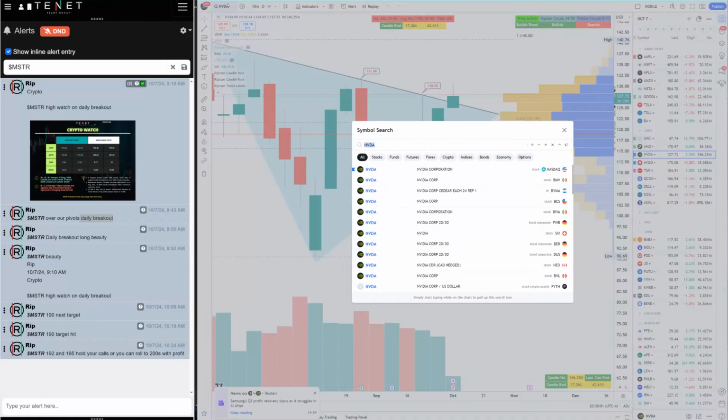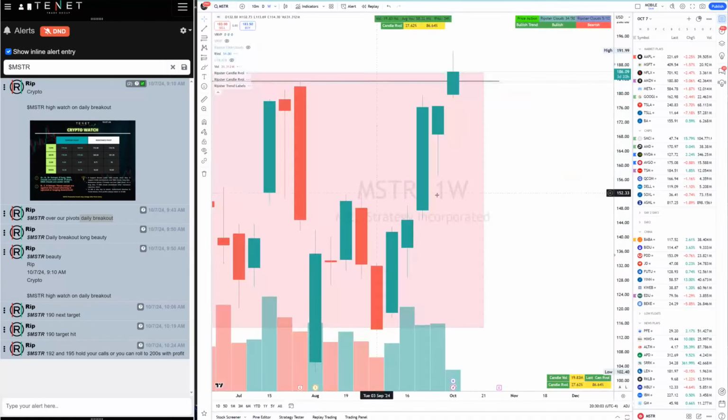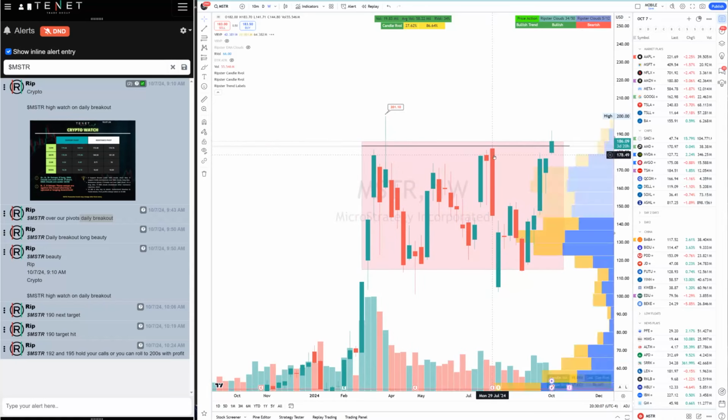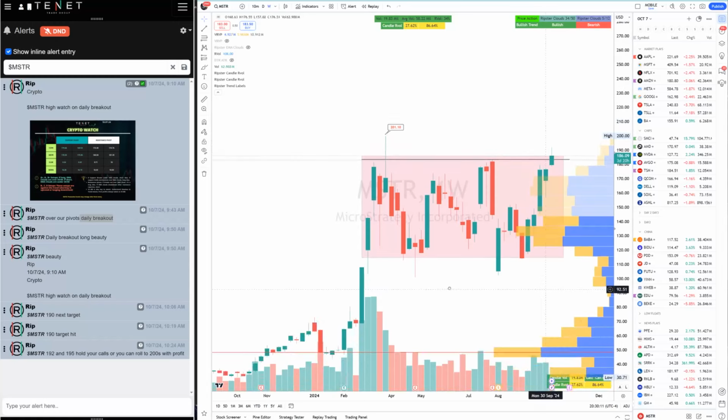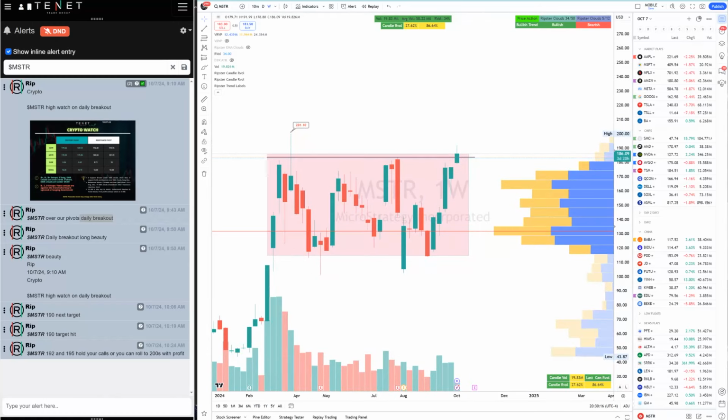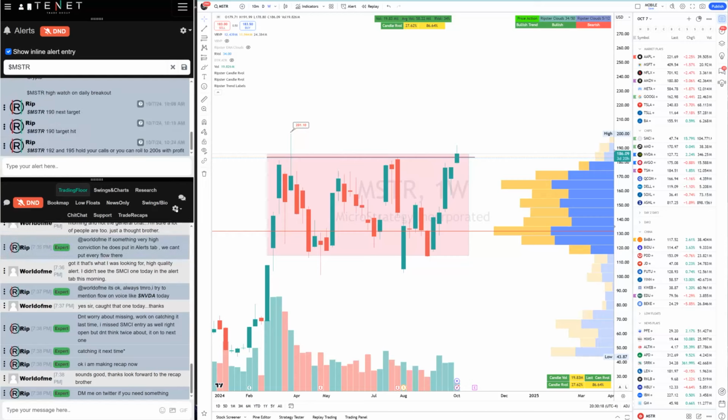Let me show you right here. Look how the daily breakout was working. It was a big daily breakout right here over this candle. You can see that over 182.70, right? So it was a very beautiful daily breakout. And not only that, there was a lot of flow coming in on MSTR. Let's see if I can show you some flow there.